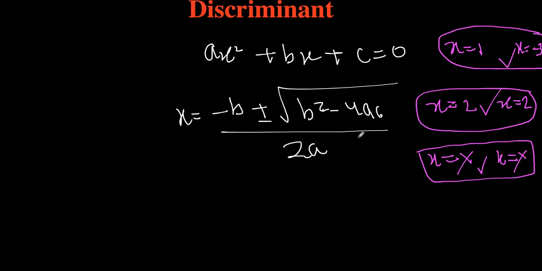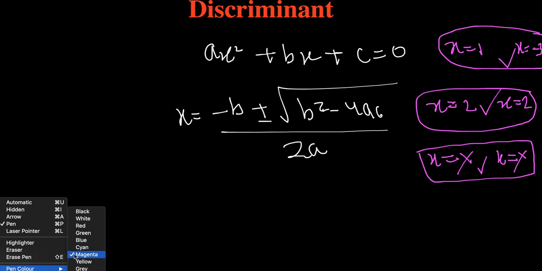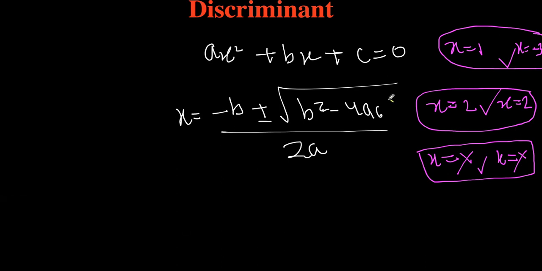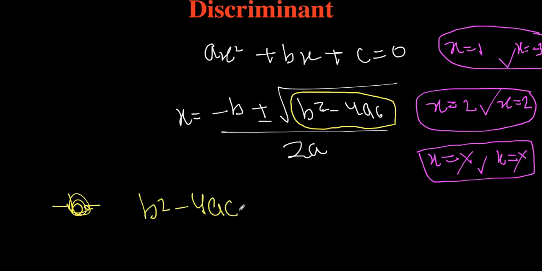Here I forgot to tell you that everything is decided by this quantity, b square minus 4ac. The nature of the roots is decided by b square minus 4ac, and this is called your discriminant, and it is written as D. So the discriminant decides whether you will get real and different roots, or real and equal roots, or imaginary roots.